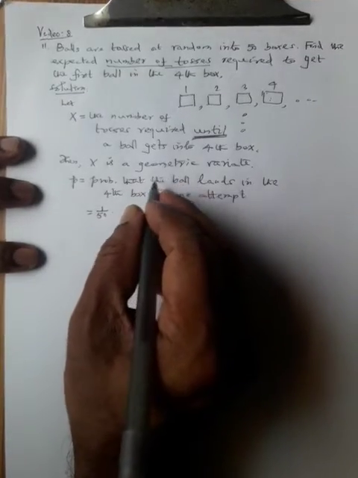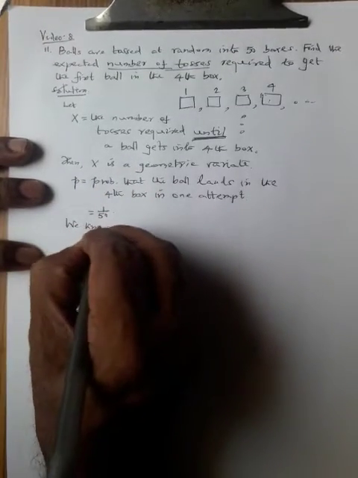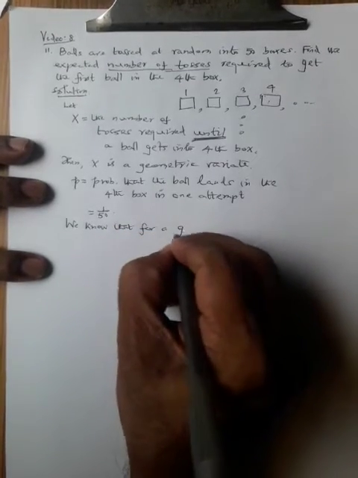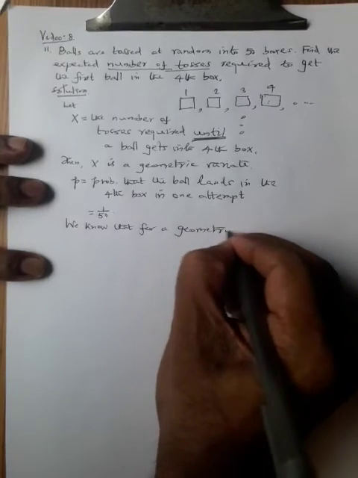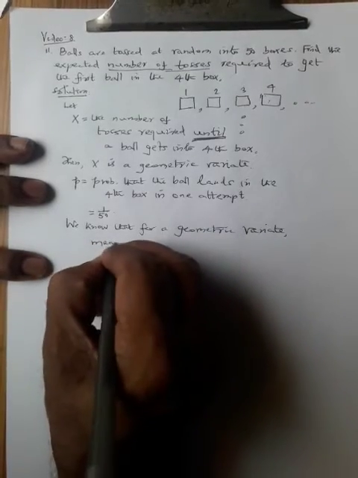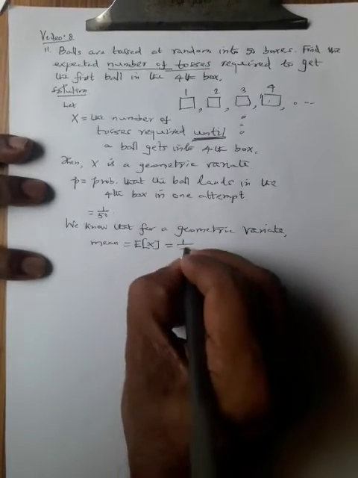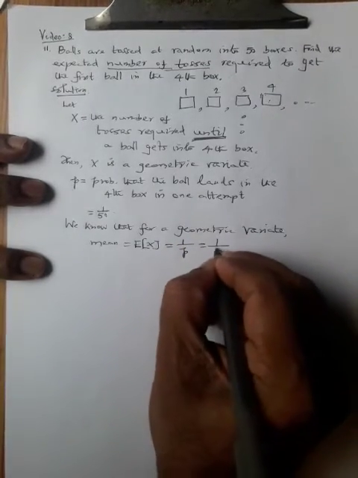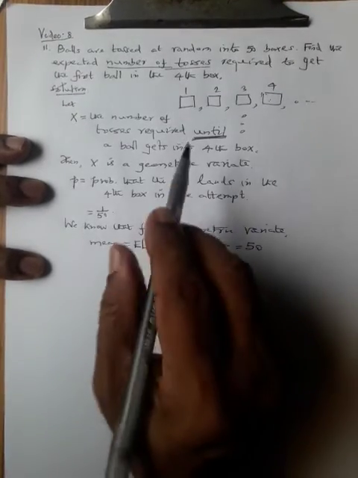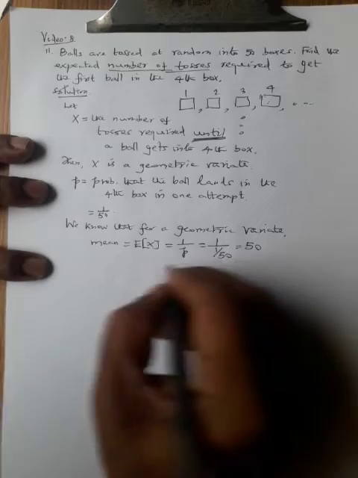For a geometric variate, the expectation, the mean value, is equal to 1 by P. We know that for a geometric variate, the mean, the expected value of the number of tosses required, is equal to 1 by P. That is 1 by 1 by 50, that is 50. Therefore, the expected number of tosses required to get the first ball in the fourth box is 50.